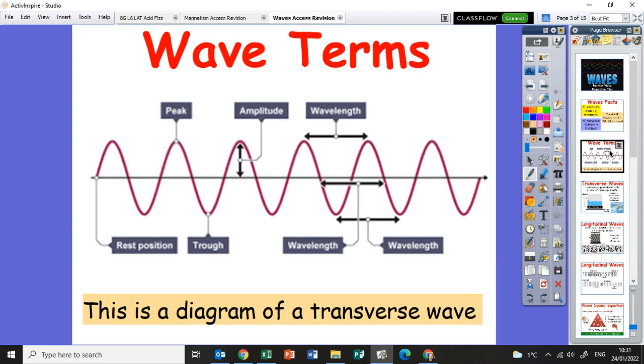Waves that look like this, which is a transverse wave, have peaks, sometimes called crests, and troughs. The amplitude is the distance from the top of a peak to the rest position or the undisturbed position. That's this horizontal line. The wavelength is between two matching points, so peak to peak, middle of the wave to the middle of the next wave, or trough to trough.